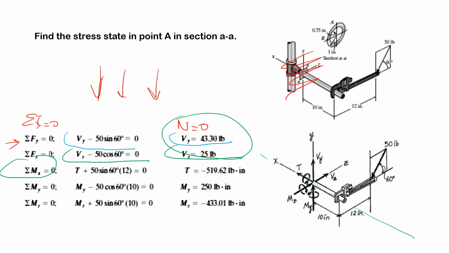Mx is the longitudinal axis, so a moment around this axis is actually a torsion. So we have my torque, and the torque which is created by this 50 is the vertical component times the moment arm. So you find the torque.